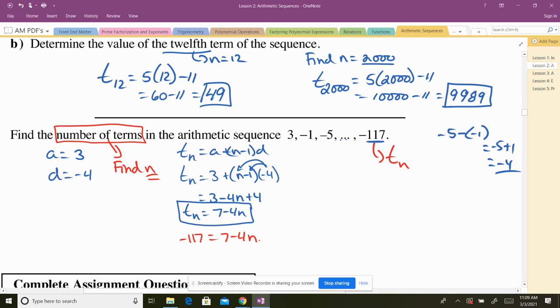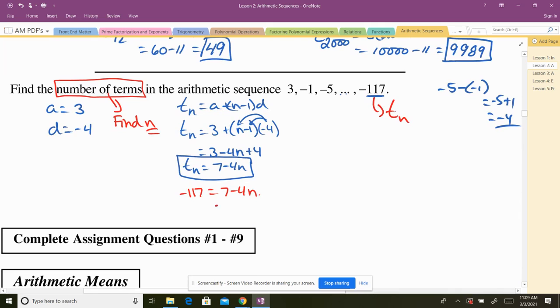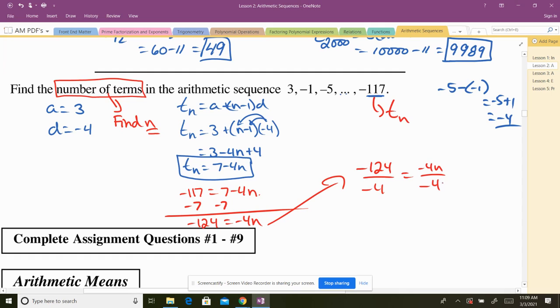What do I do to solve it? Algebra, people. Subtract the 7. Negative 117 minus 7 is negative 124. What do I do from there? Divide by negative 4. So I get n is equal to 31.